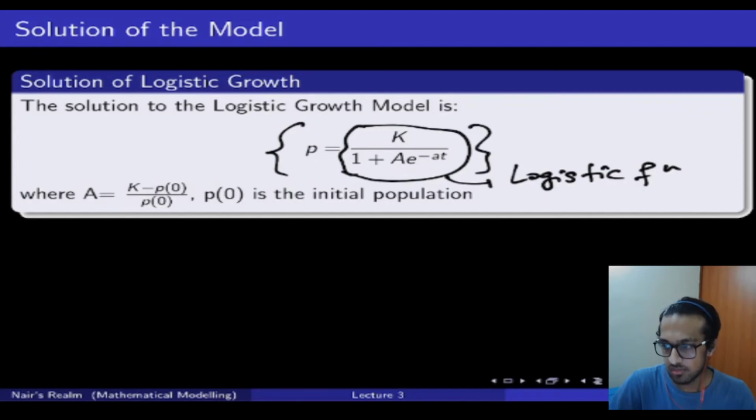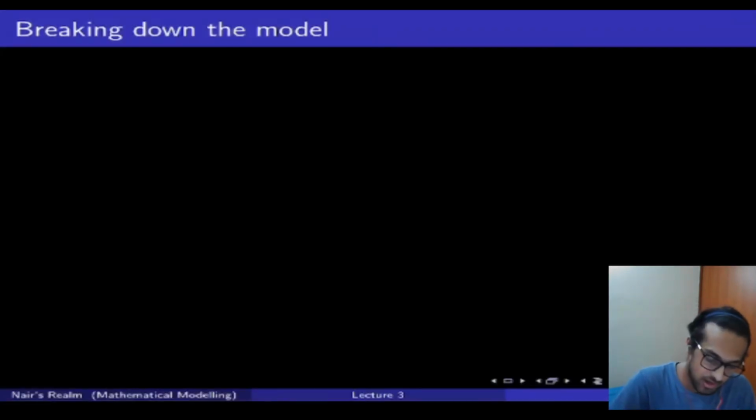Now, the main feature you need to understand is that the logistic growth model is an improvement of the exponential growth model, first thing. Second thing is that we have now accounted for the resource crunch in the form of having this capital K, which is the carrying capacity of the population. The third thing to remember is that the name logistic growth actually comes from the solution, and this is called the logistic function.